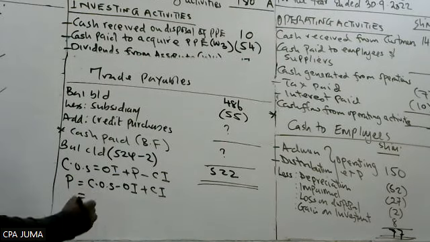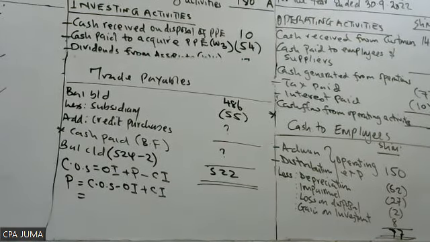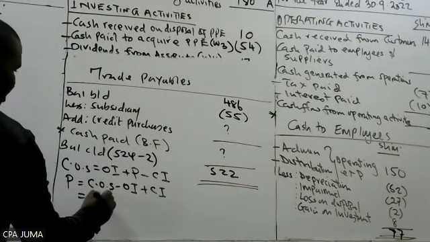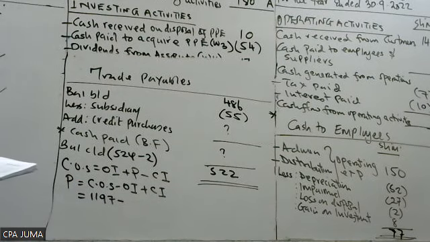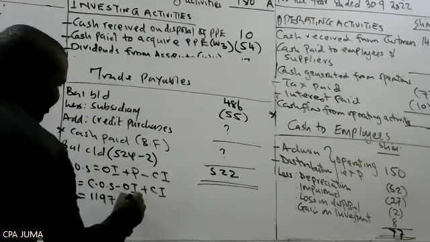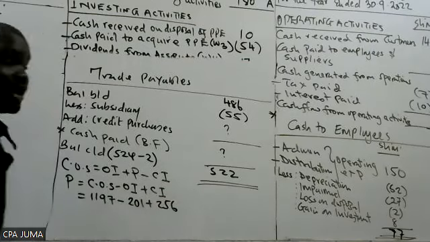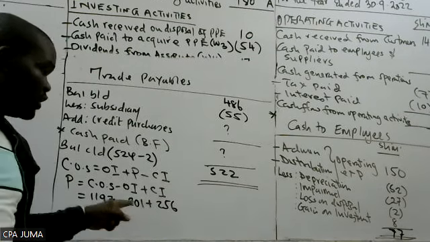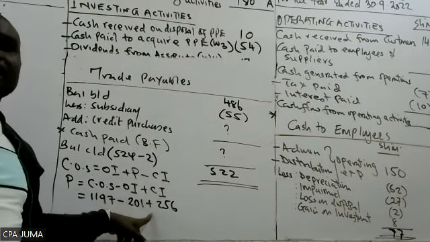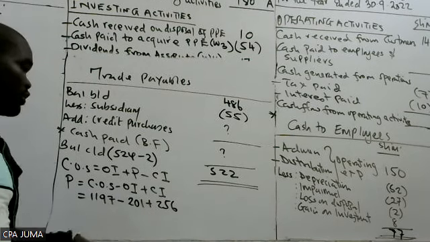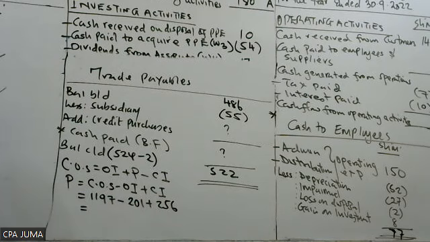So how much is our cost of sales? Our cost of sales in the question was 1197 minus opening inventory. Opening stock was 201, minus 201 plus closing stock 256. The subsidiary was not disposed with stock. If there was, you take opening minus, but there was no stock for that. So this one becomes your P. So give me the value of P.